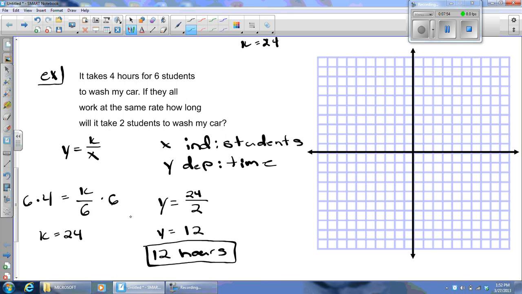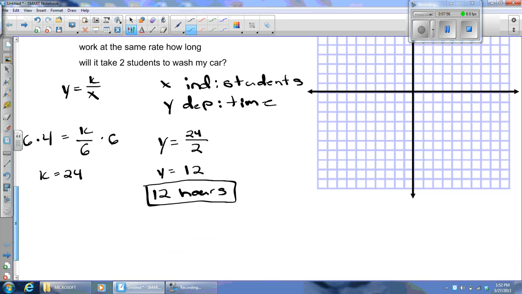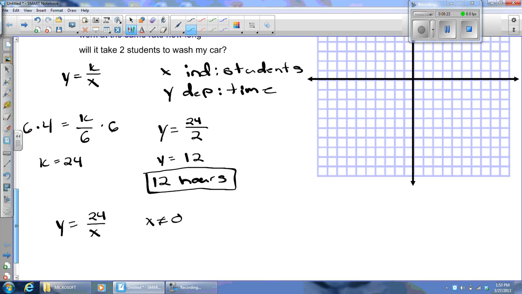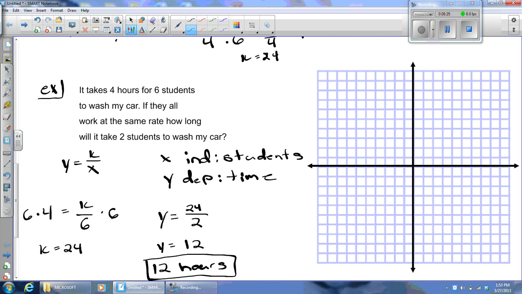Now, if we were to graph this, we would use the same steps that we used before spring break when we were graphing the rational expressions. So we'd use y equals our constant, 24 over x. We find our restriction, x cannot equal 0. So 0 is our asymptote. Let's put that in there.